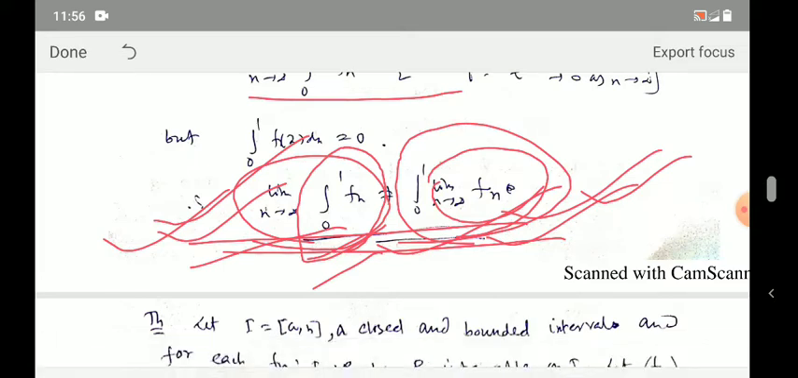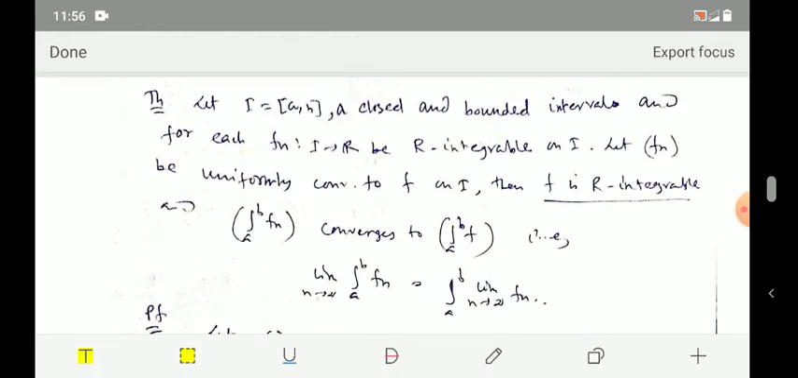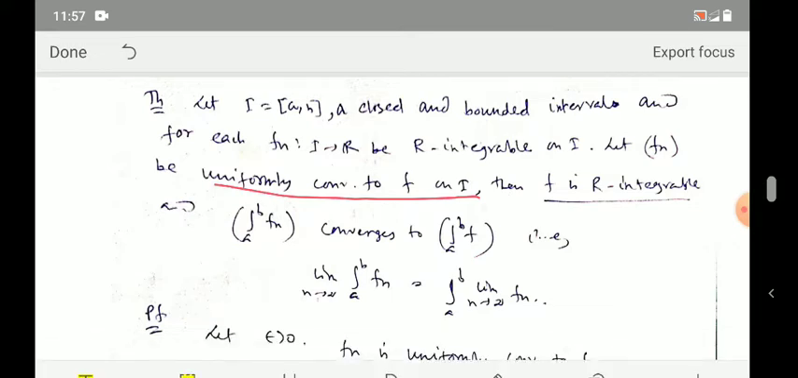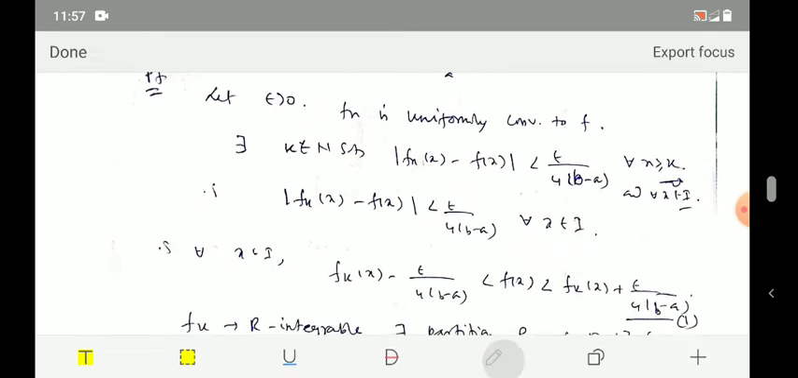In the next theorem, we see that term by term integration will be possible if the sequence of functions converges uniformly to some function f. Here uniform convergence is a sufficient condition for this result to hold. These results mean term by term integration. So I am going to prove this theorem.